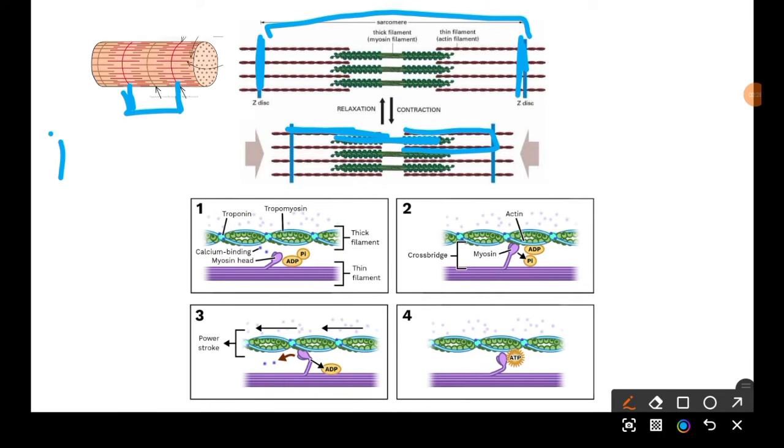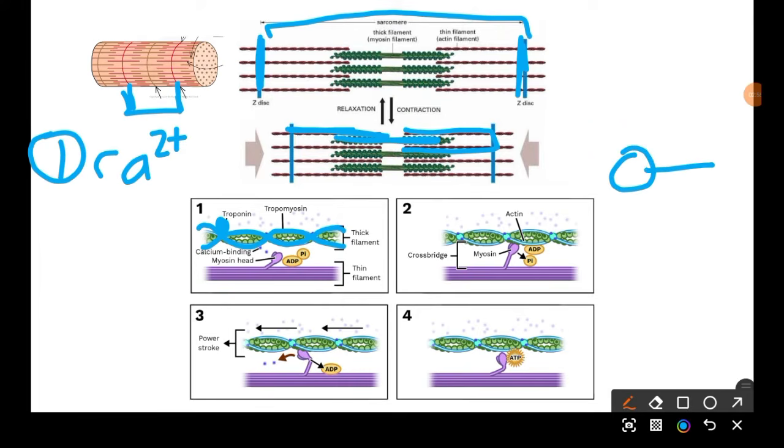So first off, calcium is released. This calcium binds to troponin. Troponin is this little molecule here. This troponin on the actin is bound to tropomyosin. Tropomyosin is the line here that's moving all along the actin. When the calcium binds to troponin, it pulls the tropomyosin away from the myosin binding sites.